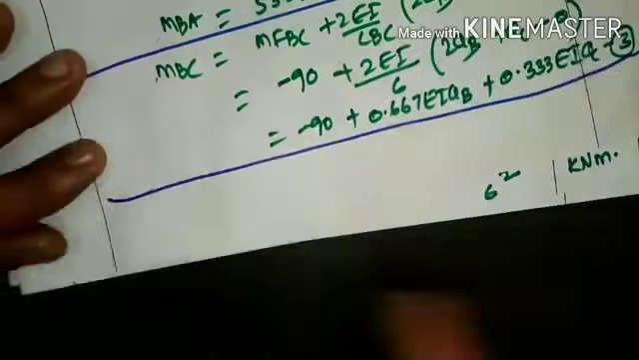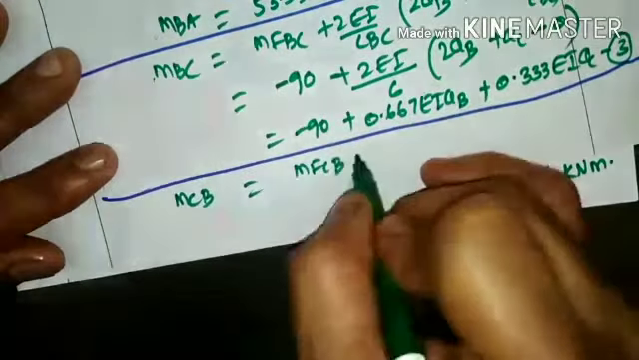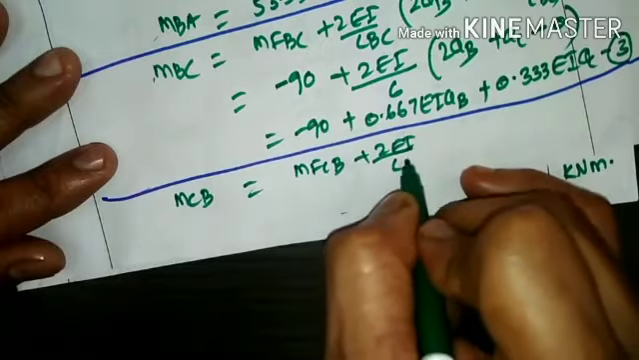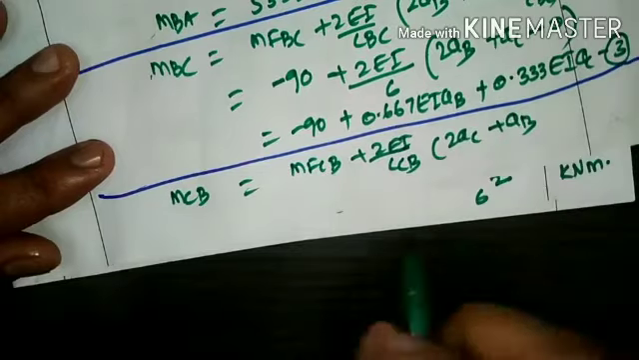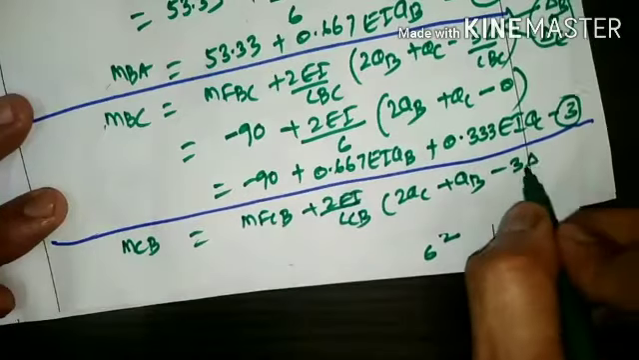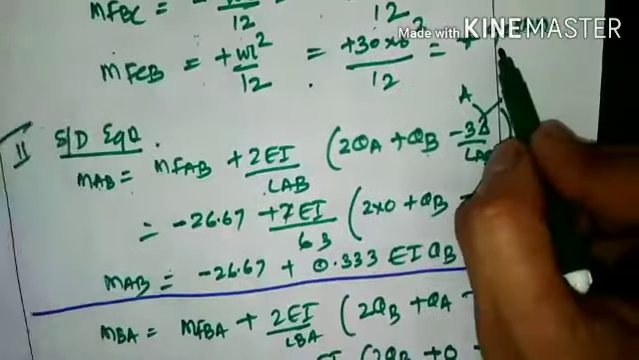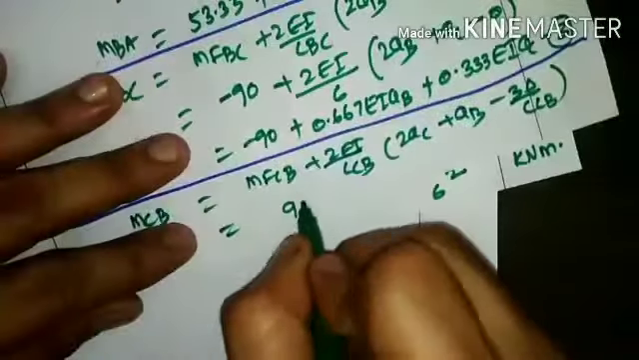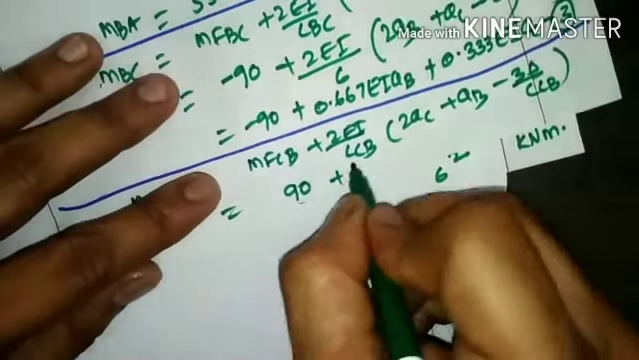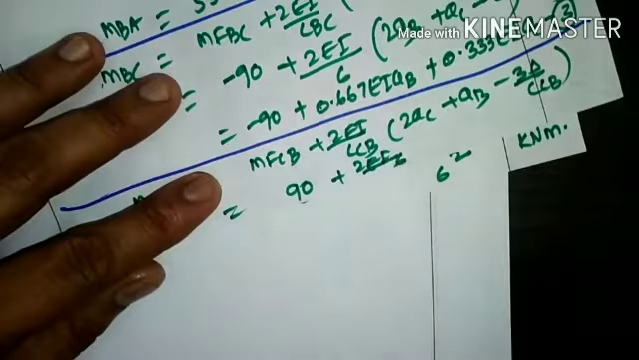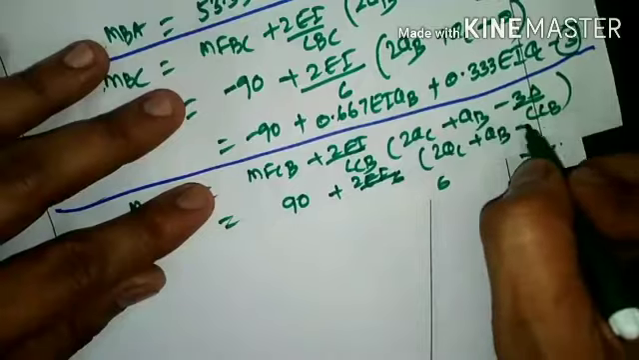Next is MCB. When I write MCB, the equation will be MFCB plus 2EI divided by LCB, 2 theta C plus theta B, minus 3 delta divided by LCB. Substitute the value. MFCB value is 90, so this value shall be written as plus 90. Earlier it was minus 90, here it will be plus 90, plus 2EI divided by 6, 2 theta C kept as it is, theta B kept as it is. Delta value will be 0.